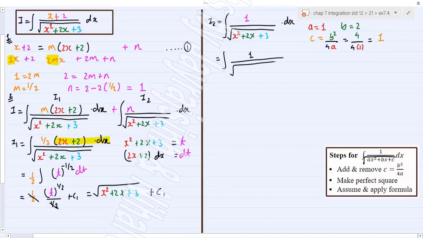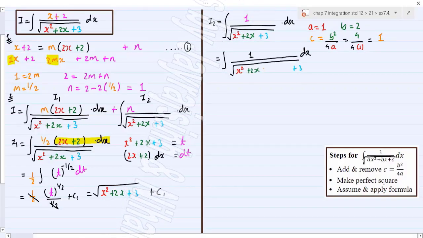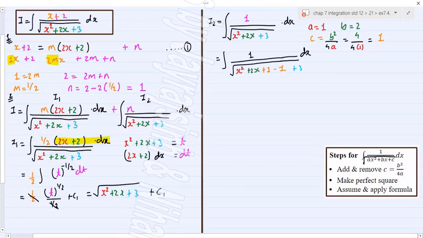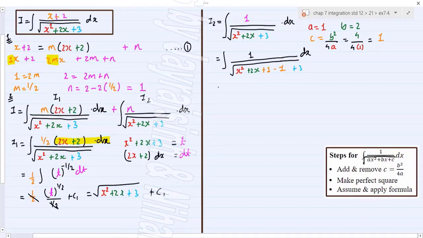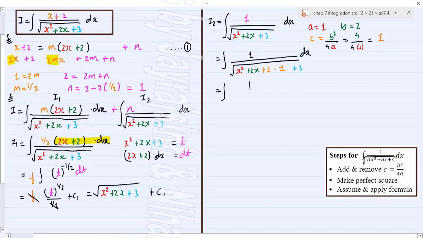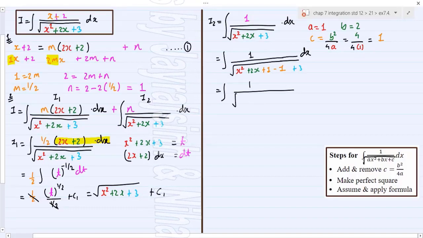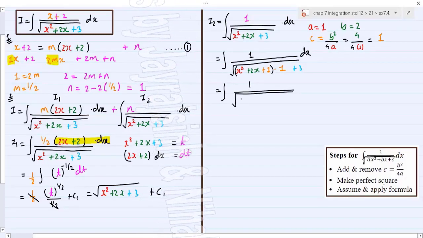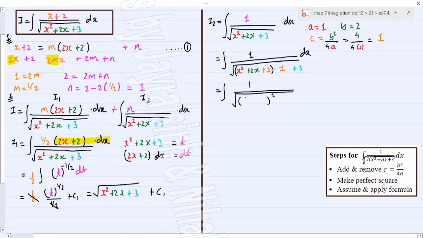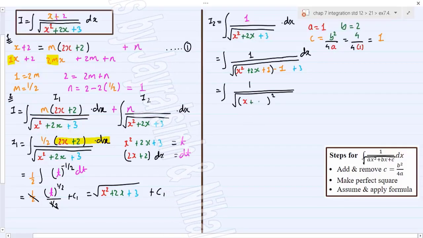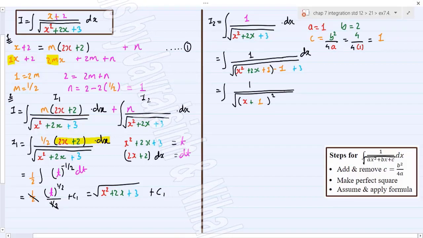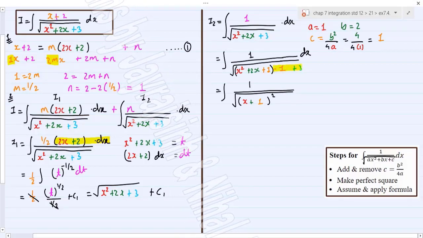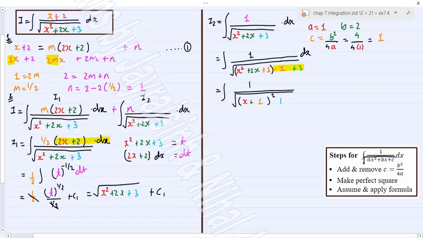So let's write down what we have. Now let's add and remove our required last term. So here our denominator can be simplified as these first three terms will create the perfect square of x plus 1, and this minus 1 plus 3 will become plus 2.